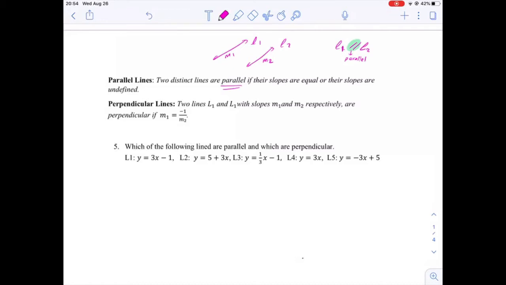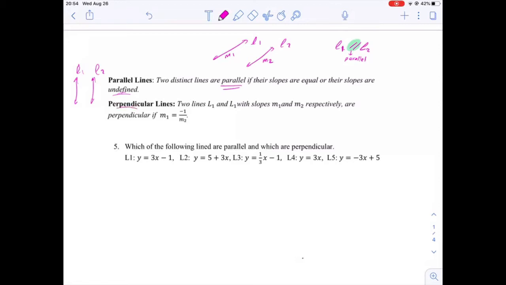Or if the slopes are undefined, and this happens when they are vertical, this line and this line, the slopes are undefined because the denominator is 0. The denominator of the basic slope formula is 0. That means they are undefined. In this case, they are parallel.